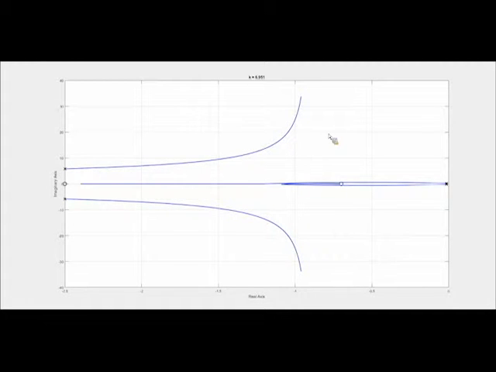And then the other thing you're going to see is that here we have a case where we have 4 poles in the open loop and 2 zeros. So those 2 zeros are going to attract 2 of the branches of the root locus, and then the other two are going to go off to infinity in some direction.